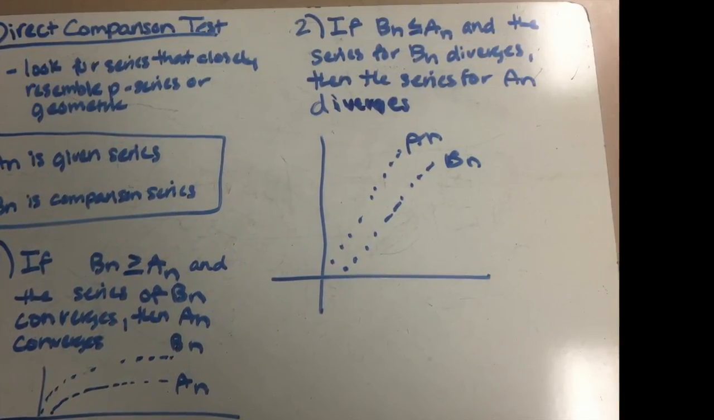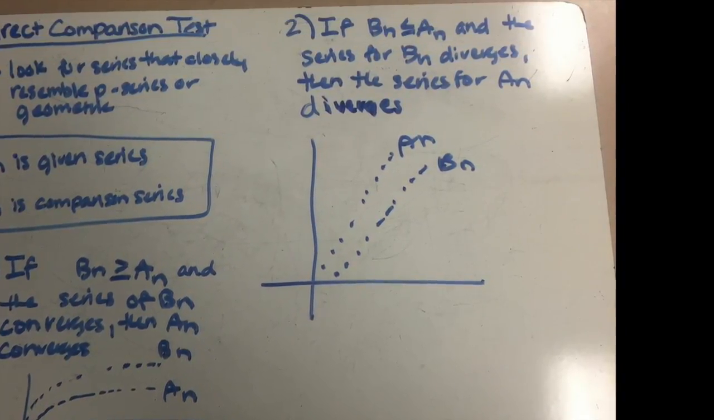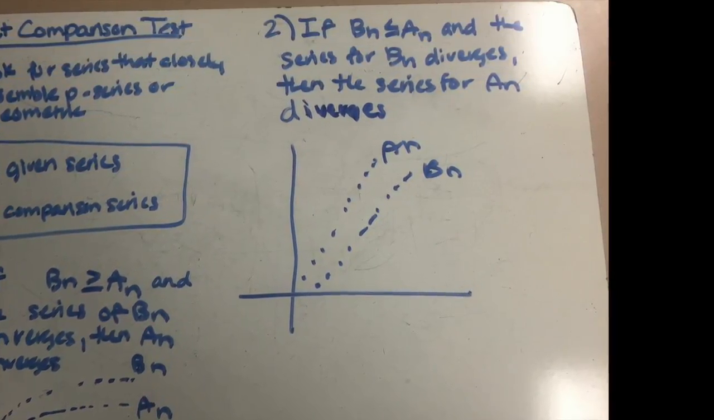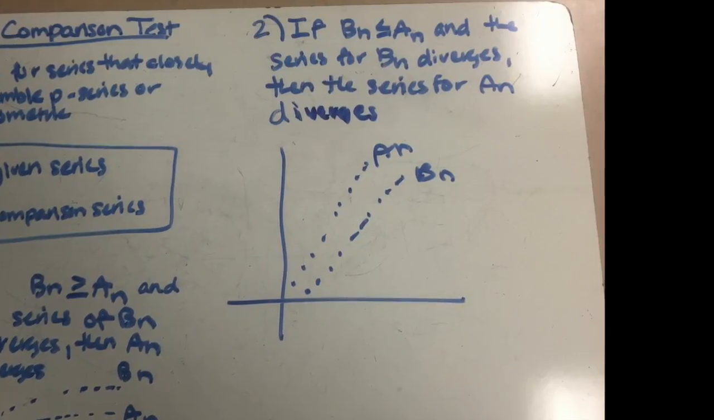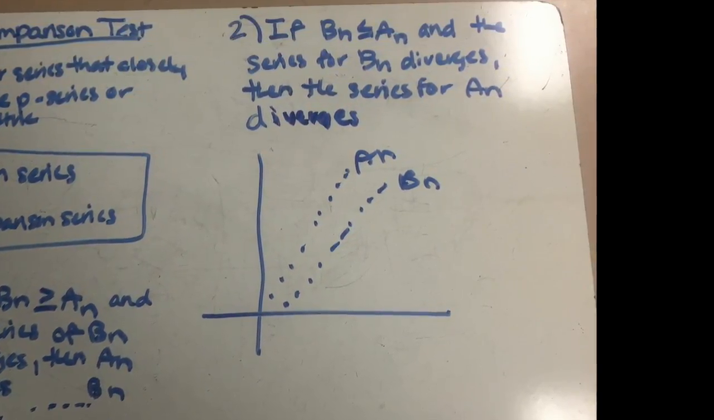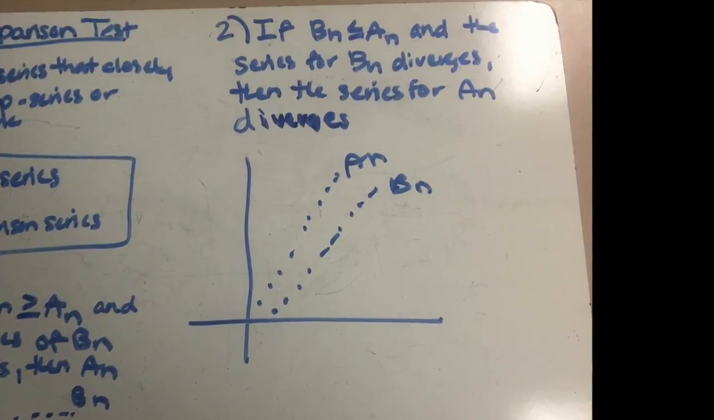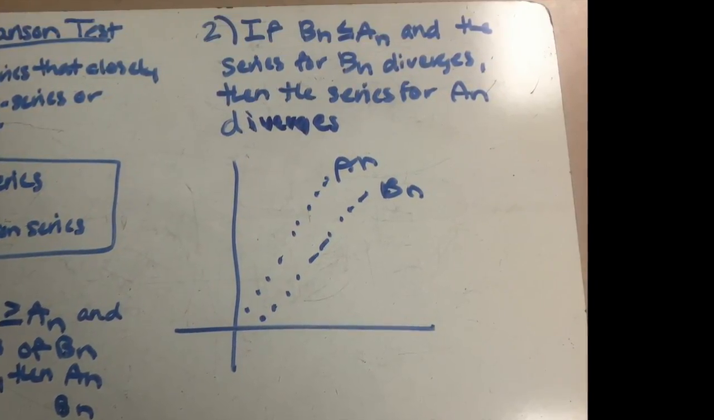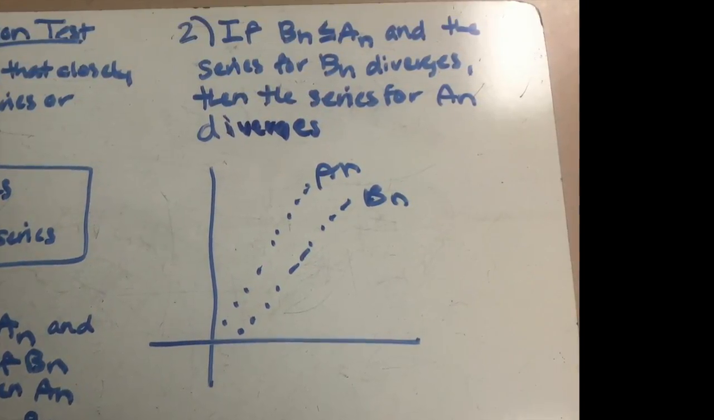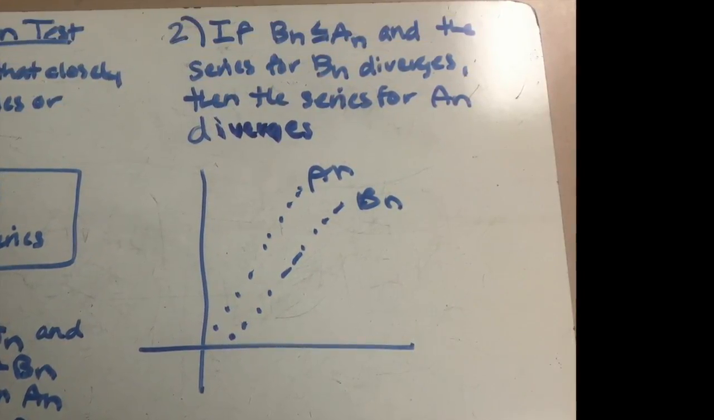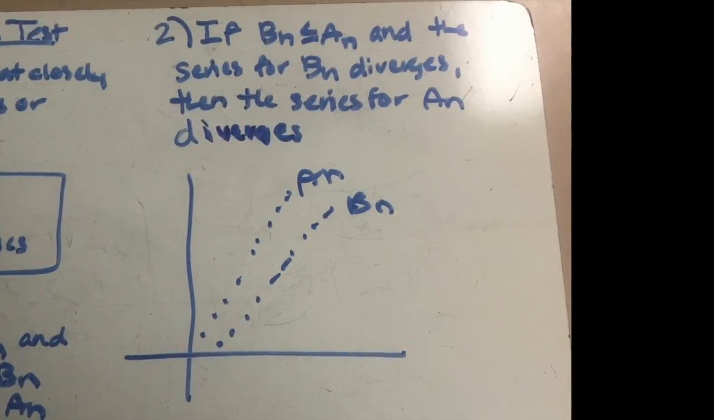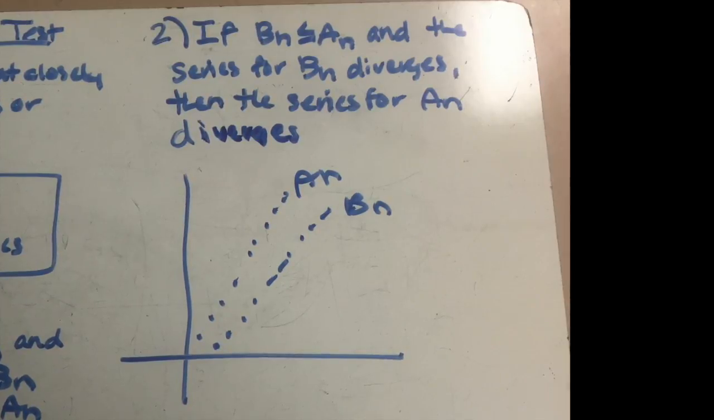Because you got to see these lines. If b sub n converges and b sub n is always greater than a sub n, then it's going to keep a sub n under it, and they're both going to converge. And then if b sub n is less than or equal to a sub n, and the series for b sub n diverges, then the series for a sub n diverges for the same reason. Because if b sub n diverges and it's going up, a sub n can never touch b sub n, so it has to keep diverging as well.